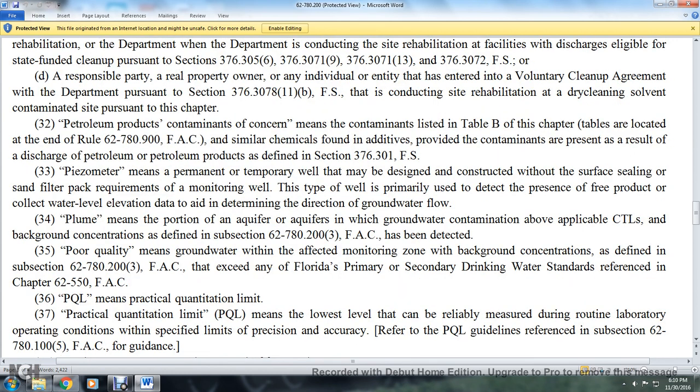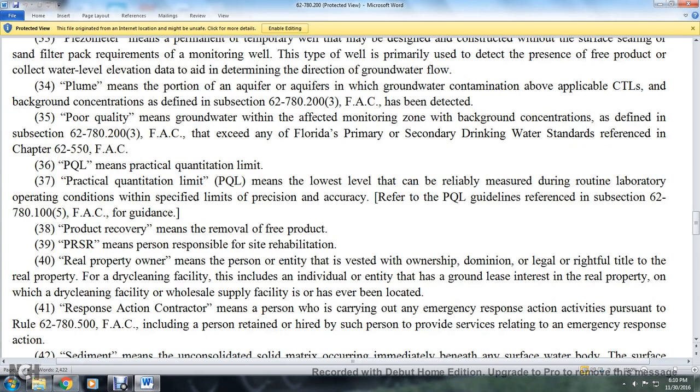Practical quantitation limit, or PQL, means the lowest level that can be reliably measured during routine laboratory operating conditions within specified limits of precision and accuracy. Refer to the practical quantitation limit guidelines referenced in subsection 62-780.105, Florida Administrative Code guidelines. Product recovery means the removal of free product. PRSR, person responsible for site rehabilitation.